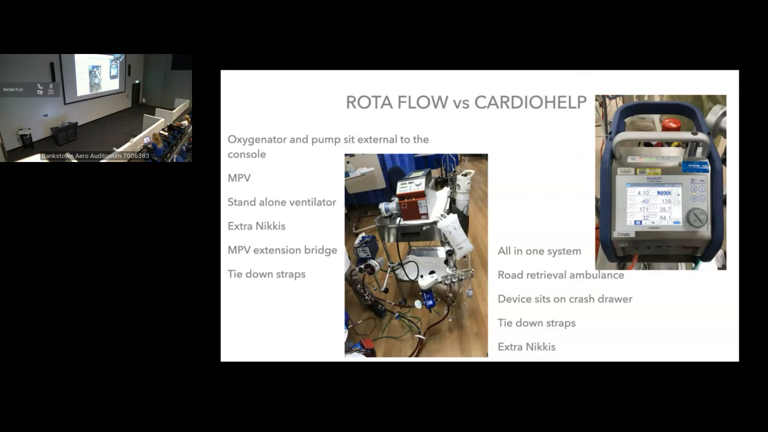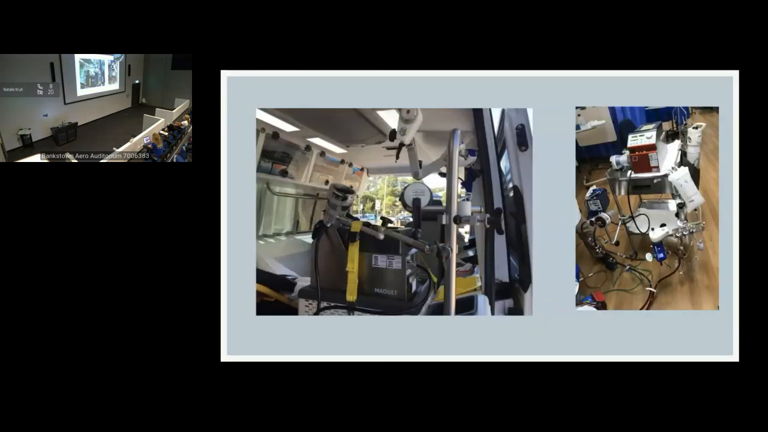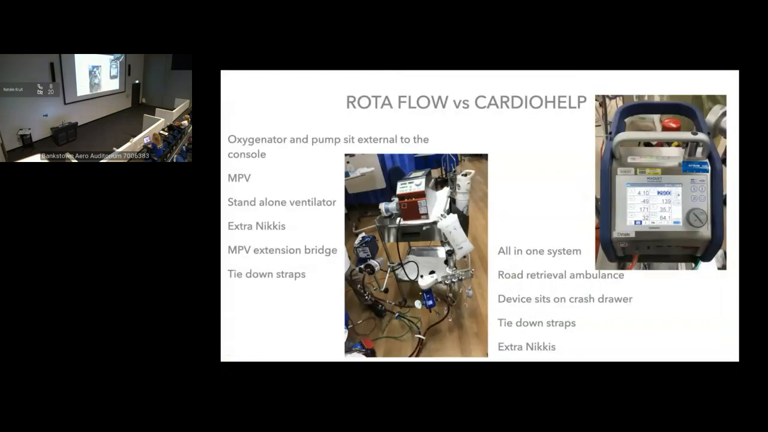Normally we're using an MPV with an extension bridge to transport these patients, but you can use the retrieval ambulance, which you can see on the screen, and put the pump and the oxygenator on that bar that sits across the crash drawer. If you're taking the MPV, you're going to need a standalone ventilator, extra nickies. Remember that MPV extension bridge that I think you pick up from Mascot, and the tie-down straps.